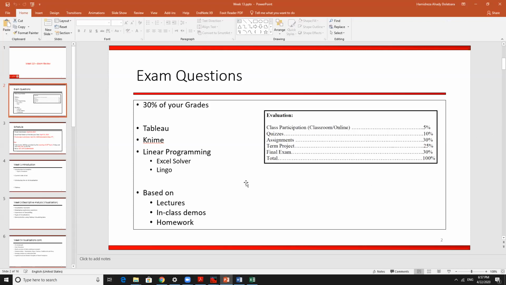The questions are about lectures, in-class demos, and homeworks. Basically, if you pay attention to lectures and did the homeworks, it shouldn't be difficult for you. Expect that you have 3 or 4 days, and it's a little harder than easy questions, but it's not too hard. So do you guys have any question with this slide?